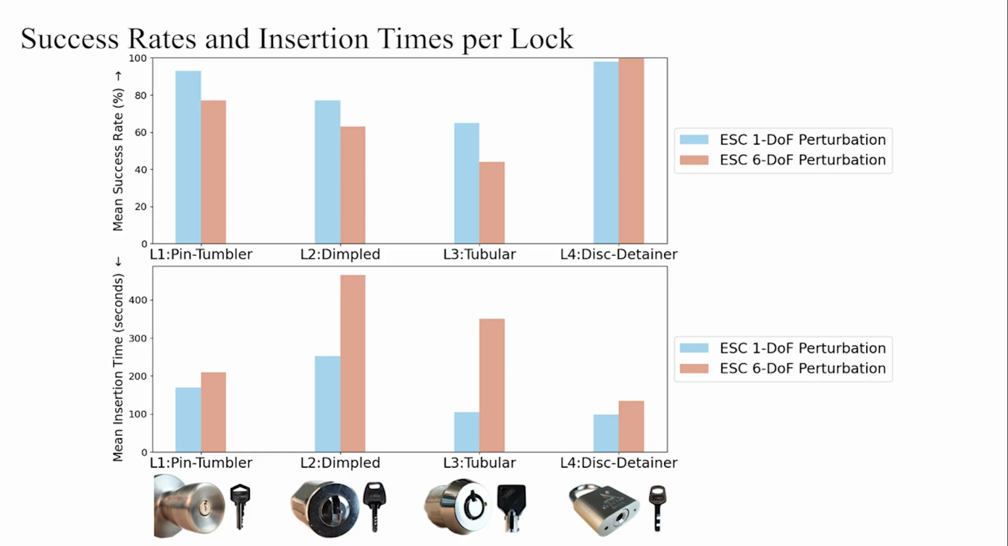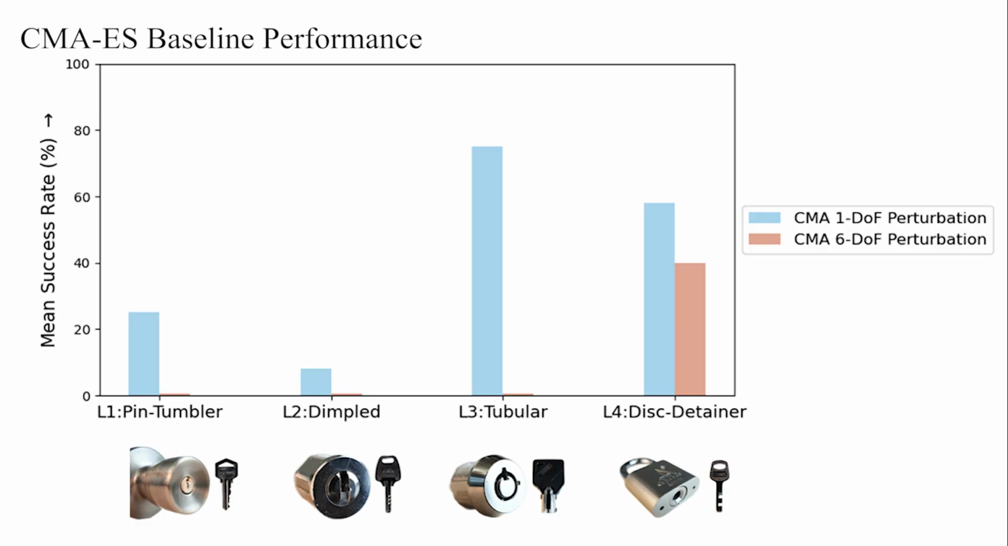Here, the success rate and mean insertion time for each lock during two separate experiments is shown. On average, the algorithm achieves a 71% success rate over 120 randomly initialized trials with uncertainty in both translation and orientation. A baseline method, CMA-ES, that relies on sampling instead of wiggling, achieves poor performance in 1 degree of freedom orientation perturbations, and fails almost all trials with 6 degree of freedom perturbations.